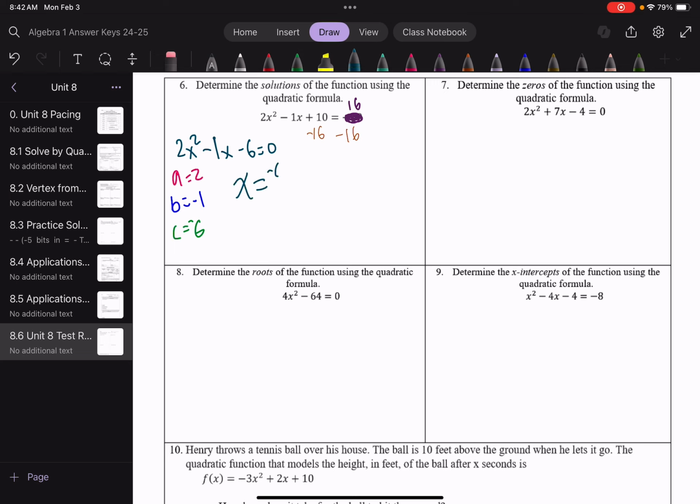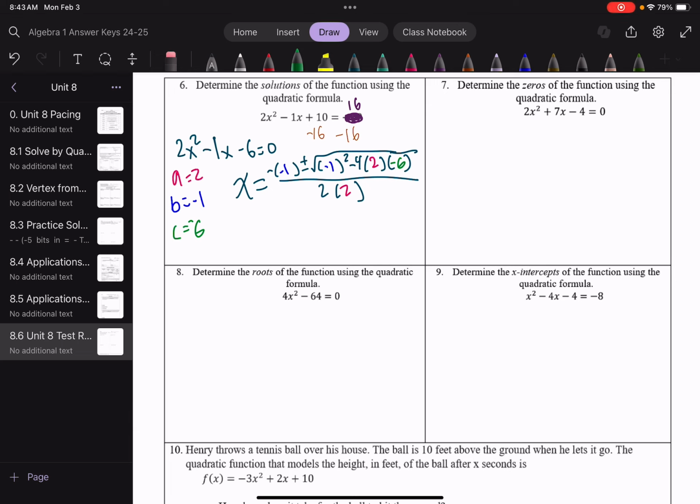So x equals negative b plus or minus the square root of b squared minus 4ac, all divided by 2a, where our b value is negative 1, our a value is 2, and our c value is negative 6. So in your calculator, make sure you're hitting n over d. You're going to have negative parentheses negative 1 plus the square root of negative 1 in parentheses squared minus 4 parentheses 2 parentheses negative 6, all divided by 2 parentheses 2.